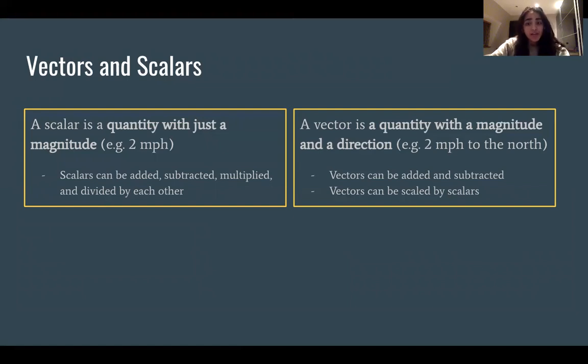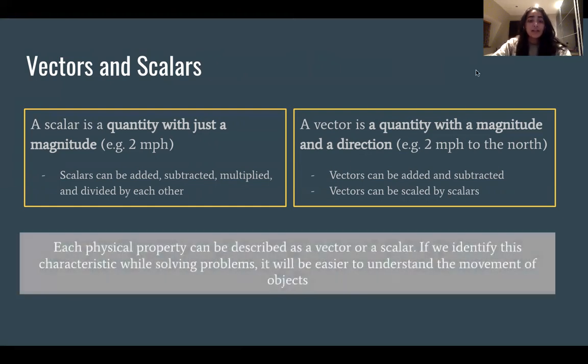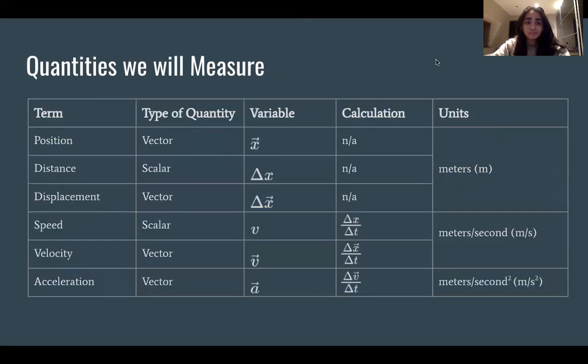Vectors can also be added and subtracted, and they can be scaled by scalars, which is basically a fancy way of saying they can be multiplied or divided by scalars. Each physical property that we're going to discuss can be described as a vector or a scalar. Once we identify these things, it's really easy to solve, so we just get a better understanding of the movement. Now we're going to go back to the exact same terms we saw before and talk about what type of quantity it is.